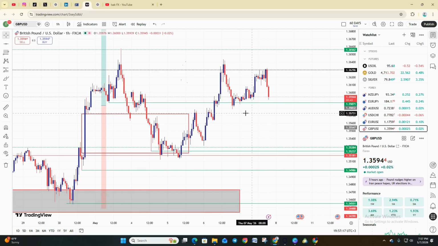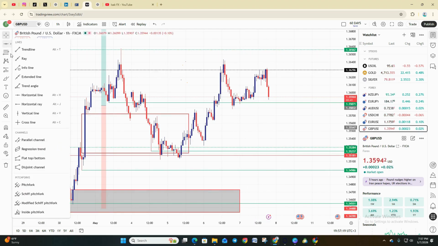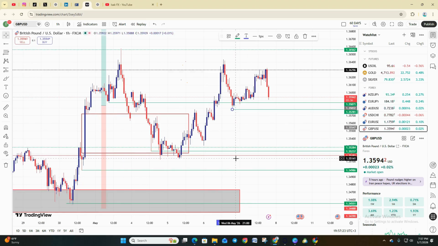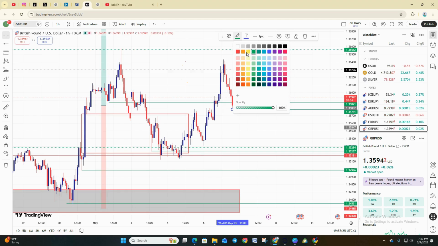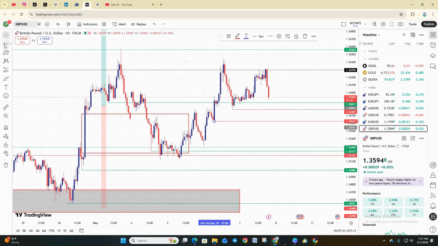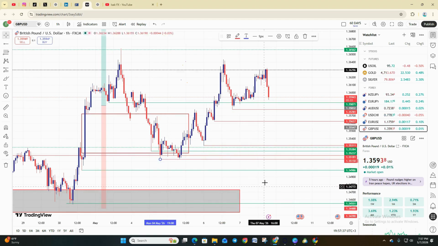So the recent swing lows are here. We'll mark this as red. We have another swing low here, and another swing low here, and finally we have another swing low here.